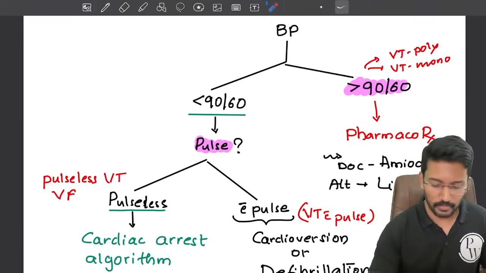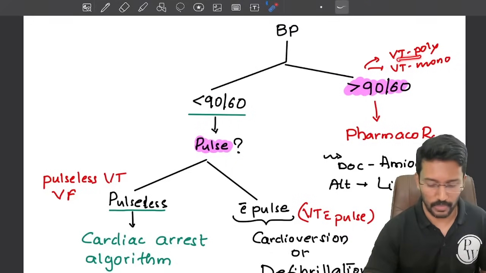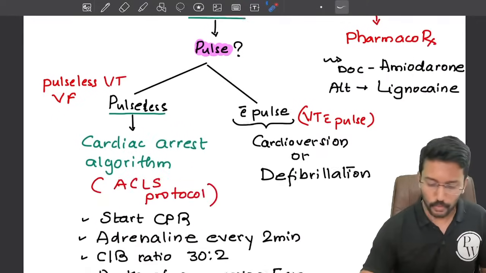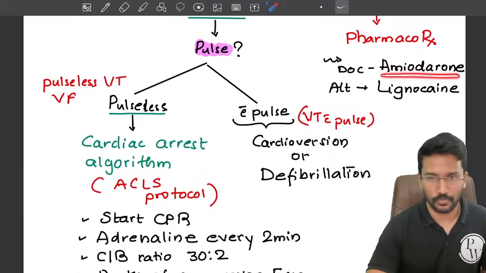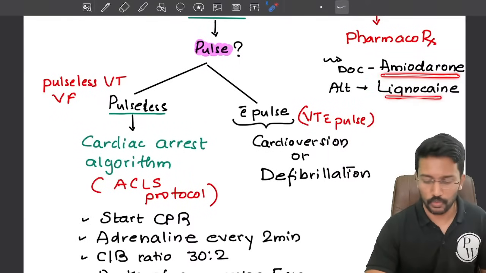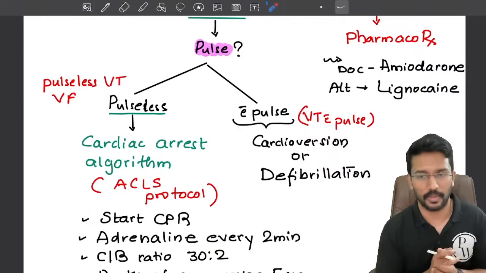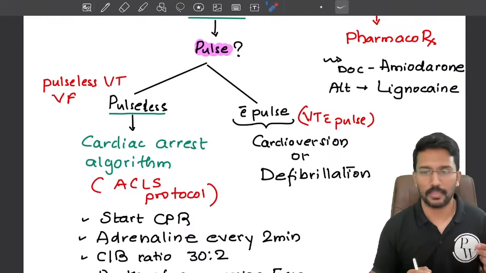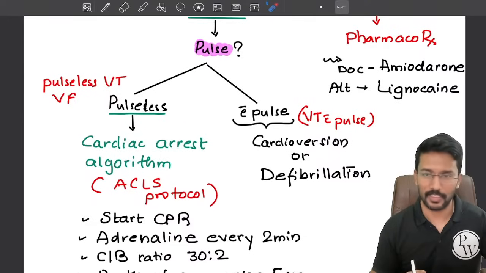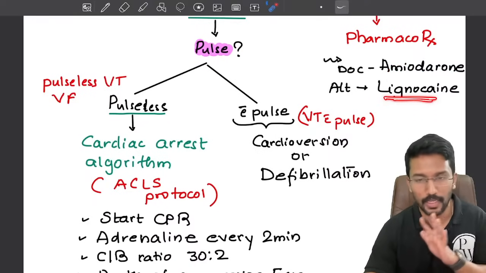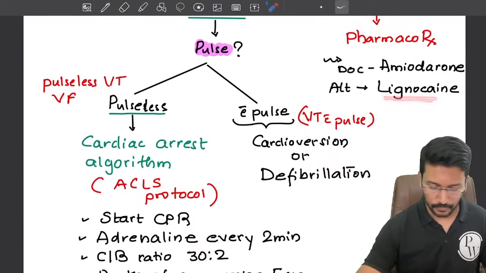So if you have a patient with wide complex tachycardia, mostly VT, poly or mono, if the BP is fine, you can try to treat it with drugs. The drug of choice here will be amiodarone. Alternatively, we can also use lignocaine. Why is amiodarone the drug of choice? Because it is a broad spectrum antiarrhythmic. Even if by mistake you have misdiagnosed an SVT as VT, amiodarone will take care. But if it is SVT and you give lignocaine, it can be catastrophic, right?